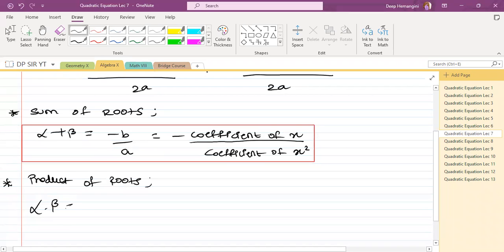So alpha into beta is going to be c upon a, which is equal to the coefficient of your constant term. Actually, there is nothing called the coefficient of constant term. There is directly a constant term, upon the coefficient of x square.